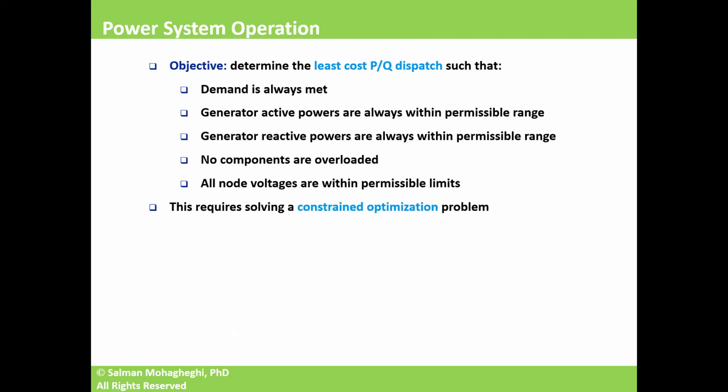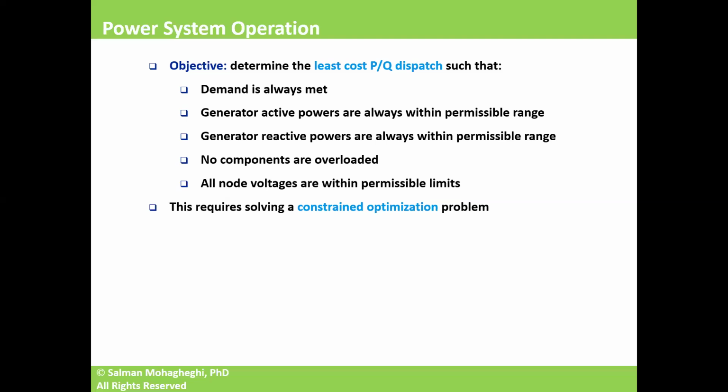We want to make sure that we find a solution that results in the lowest cost. Obviously, meeting the demand is the most important constraint, but at the same time, I want to make sure that my generators only exchange active and reactive power levels that are within limits. So they are not supposed to inject active power more than the permissible range or reactive power outside of the permissible range. Further, no component is allowed to be overloaded.